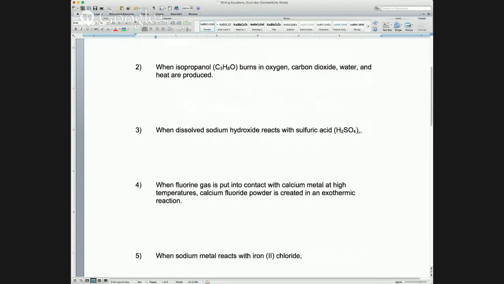When dissolved sodium hydroxide reacts with sulfuric acid. And they gave you the formula for sulfuric acid, which was really nice, of course. But you guys need to memorize your acids. There are 6 acids. You need to memorize them. We'll talk about them in a second, or I'll type them up here in a second.